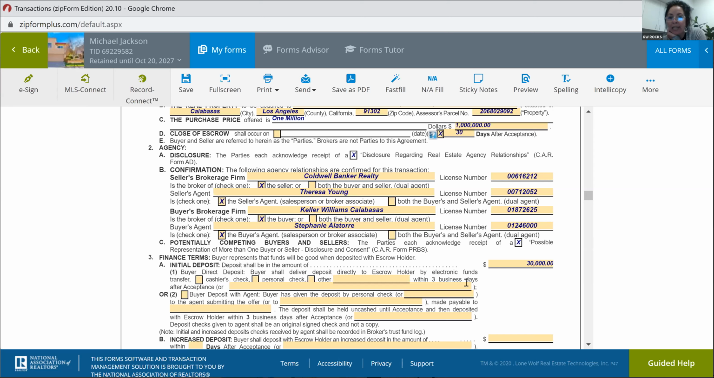Finance terms. So initial deposit. Initial deposit is 3%, 99.9% of the time, we do 3% of the purchase price. Okay, so in this case, it makes it easy math. It's a $1 million purchase price. And then we're gonna put initial deposit of 30,000, okay?